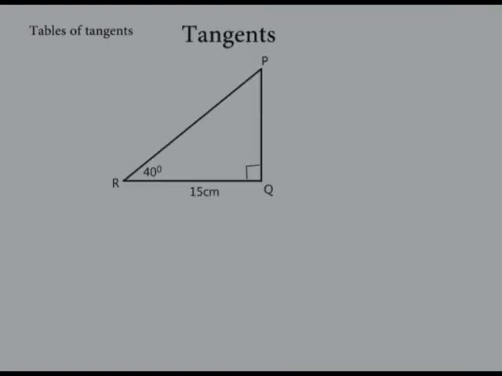And back to our triangle. When the angles are known, we use the tables of tangents to find the ratio of the sides. For example, find the length PQ. We have tan 40 degrees is equal to PQ over 15. And so PQ is equal to 15 times tan 40. From the tables, tan 40 is equal to 0.8391. And therefore PQ is equal to 15 times 0.8391. And that gives us 12.6 centimeters.